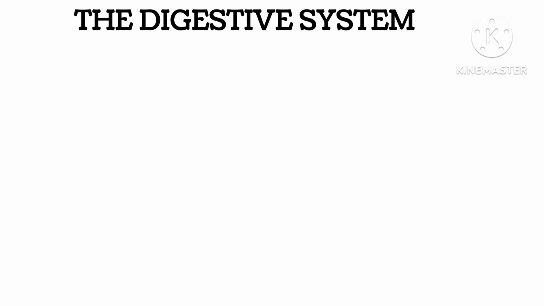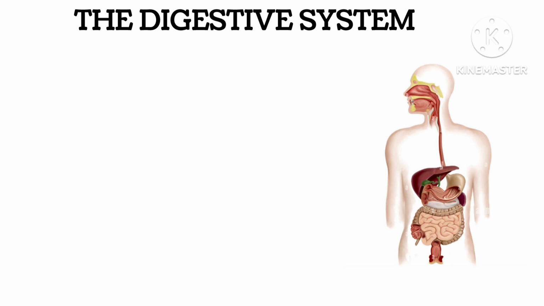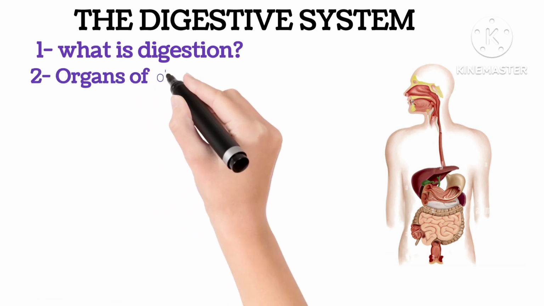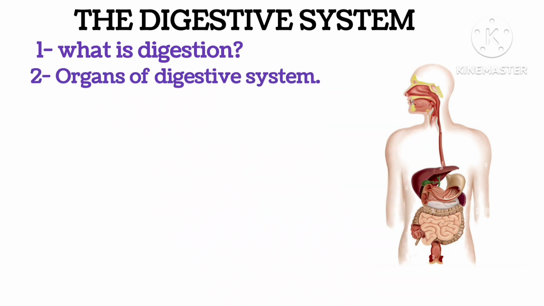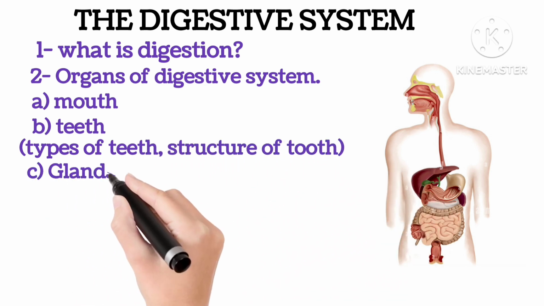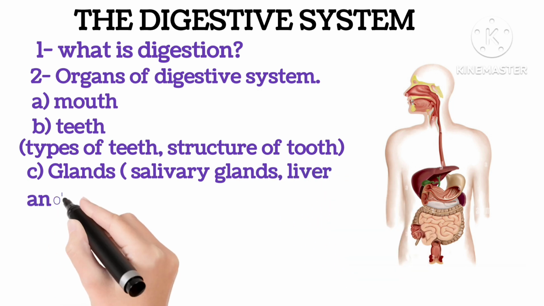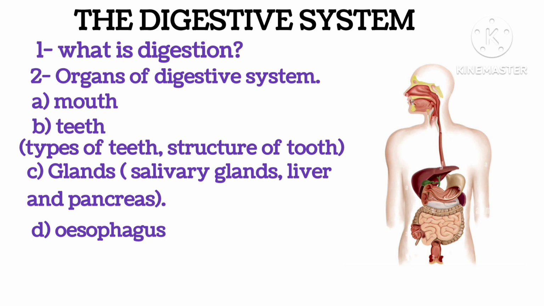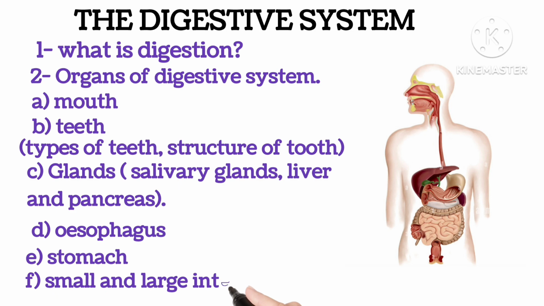The digestive system. In this video, we are going to study what is digestion, organs of digestive system, mouth, teeth, types of teeth, structure of tooth, glands, salivary glands, liver and pancreas, esophagus, stomach, small and large intestines.